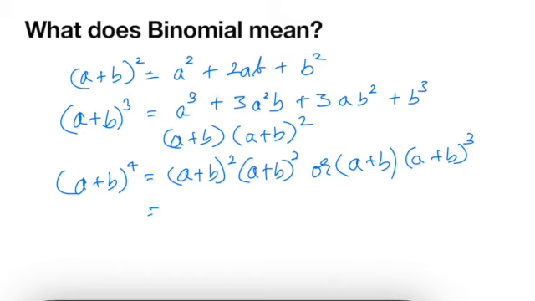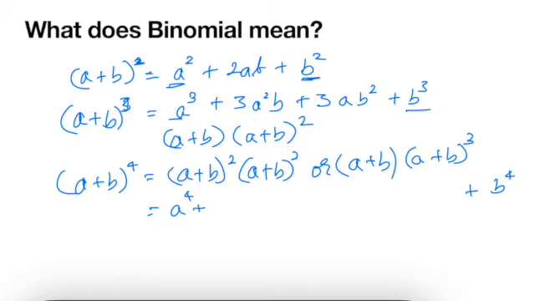Let's see a pattern here. In a plus b whole square, the first term and the last term are a square and b square, right? In a plus b whole cube, the first term and the last term are a cube and b cube. And similarly, in a plus b whole to the power 4, the first and last terms will be a to the power 4 and b to the power 4. First and last terms are easy, but how do we find the middle terms?